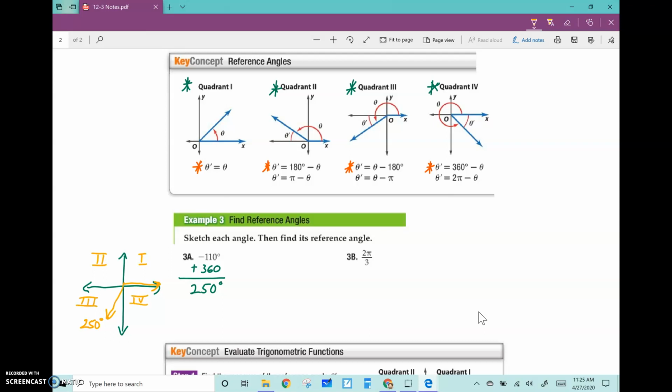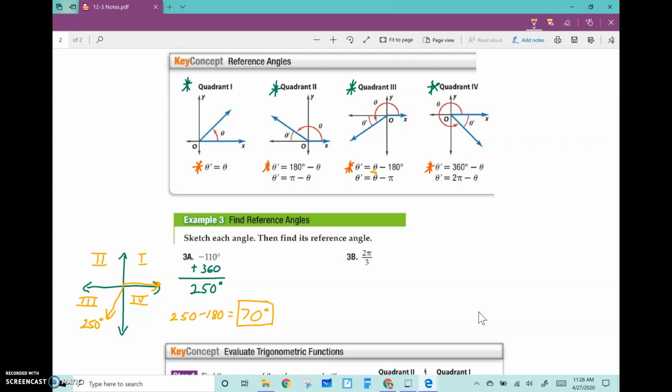And as you can see, this is pointing in quadrant 3. So I look at quadrant 3 and it tells me to use that angle, the positive angle, and subtract 180 from it. So I'm going to take 250, subtract 180, and I get 70 degrees as my reference angle. Okay?